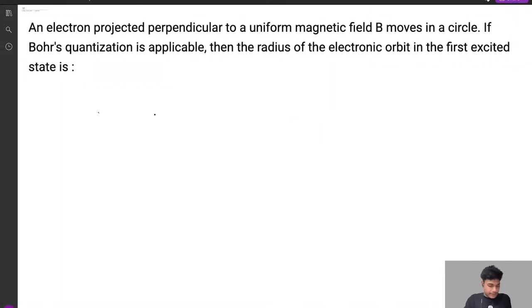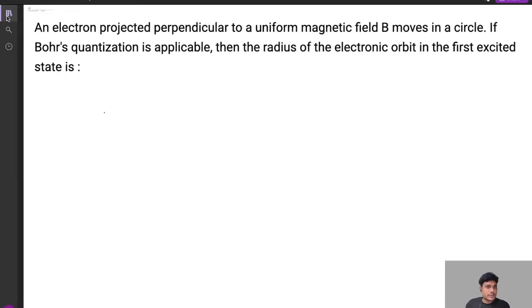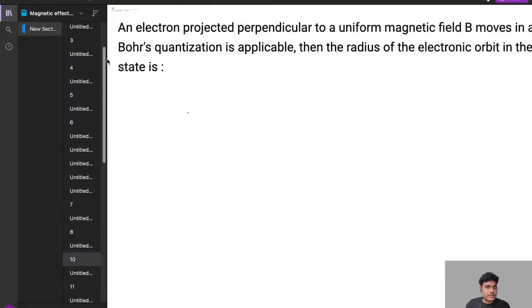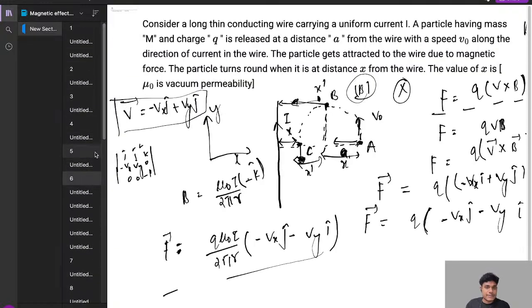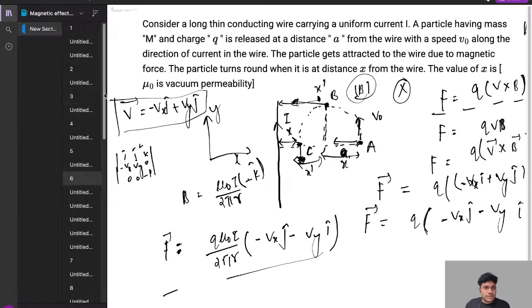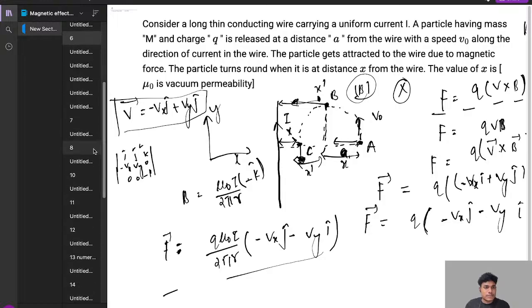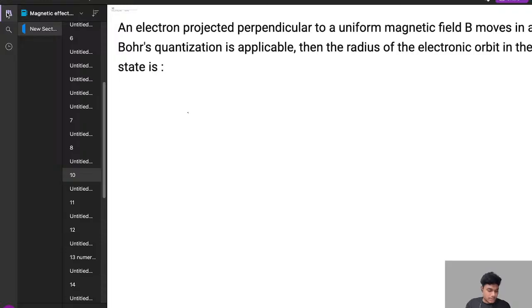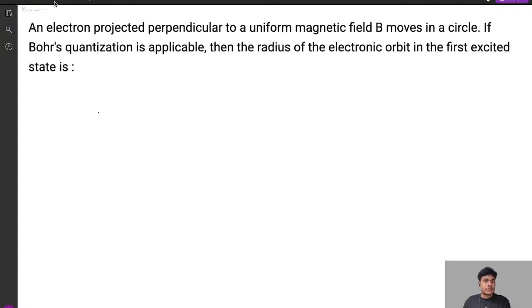So, let's start. Today we are going to discuss the JEE Mains PYQs on moving charge and magnetism. Here is our first question. Some questions we discussed in the last class and a few are left. I told you to please revise and try to do them by yourself. If you have done, then it's good. If you have not done, then continue with me.